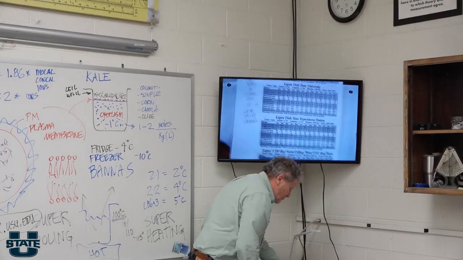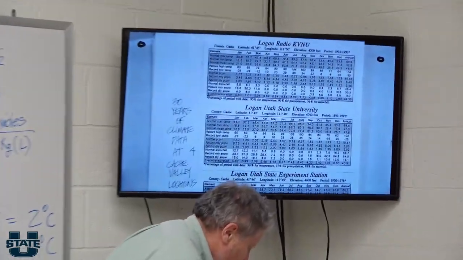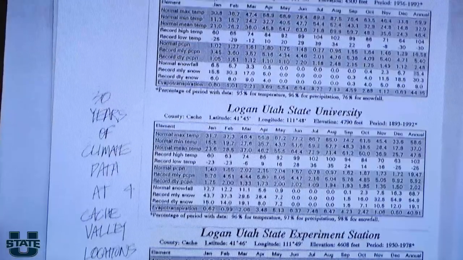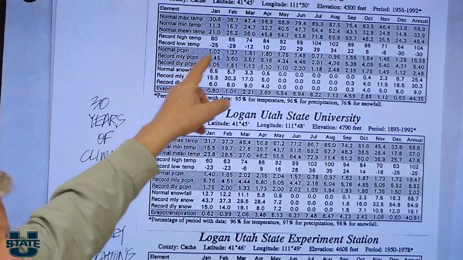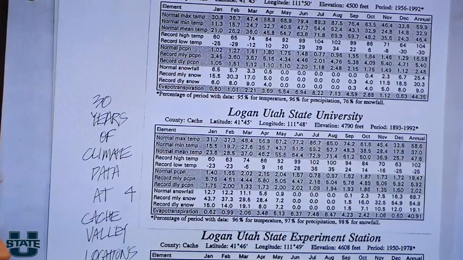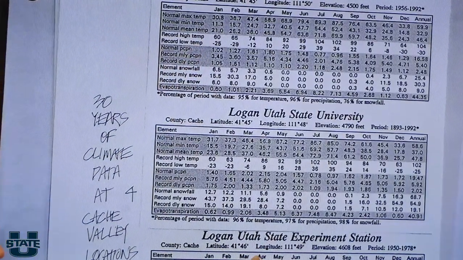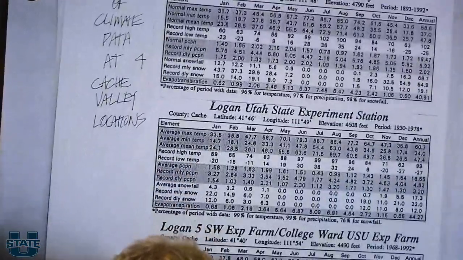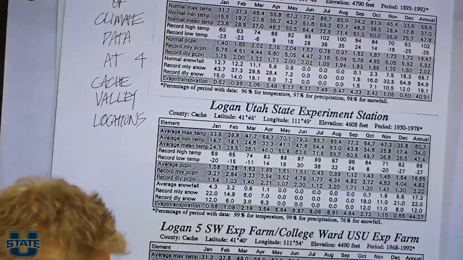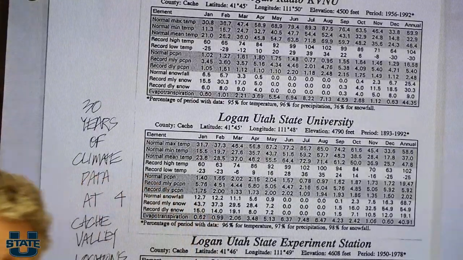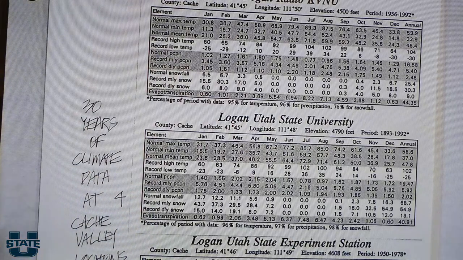This is just charts. I put on 4 of these charts for 4 different stations in Logan. This is the Logan radio station, KVNU, out at 600 West. Experiment station is right here, out by the research greenhouses. This is campus. And then finally the College Ward Farm, which is on the way to Wellsville. 4 stations. And because we're in a mountain valley, it really varies how cold it is. There's a lot of stuff you can't grow in the middle of the valley, and you can grow it up on the bench.